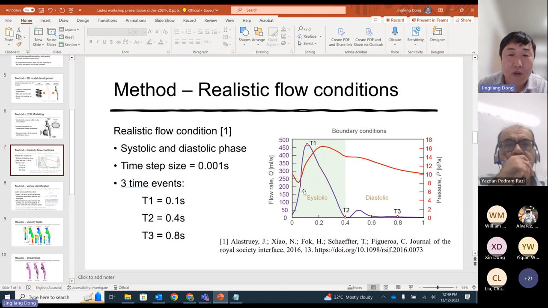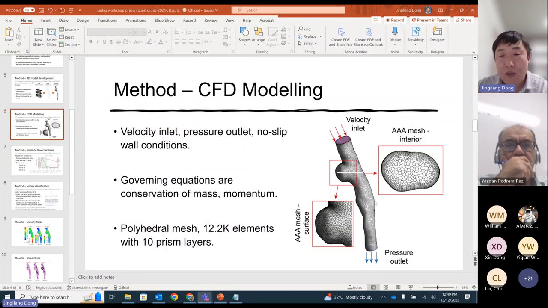So basically, we apply the boundary condition onto our model. The pressure condition was set at the outlet, and the velocity was imposed at the inlet, and the rest of the artery wall we set as a rigid wall. We didn't consider the expansion and the contraction of the artery.